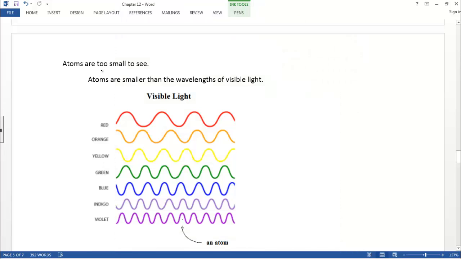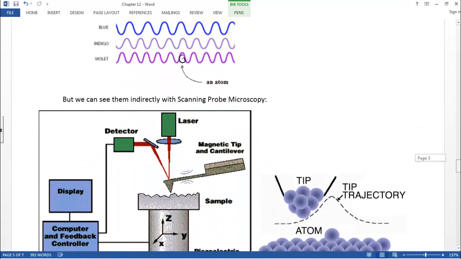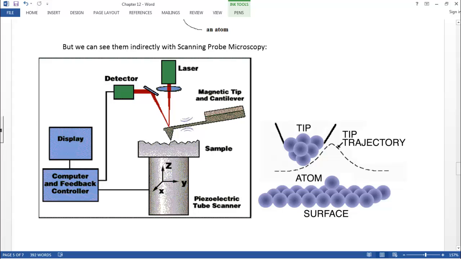We've said that atoms are too small to see. How come? Well, if you look at the wavelengths of visible light, they're too big. They're so much bigger than the size of an atom. And so the visible light doesn't reflect off the atom because it's too small. The wavelengths just kind of go over the atom. So we can't directly see atoms. However, we could indirectly see them with a fancy device called a scanning probe microscope.